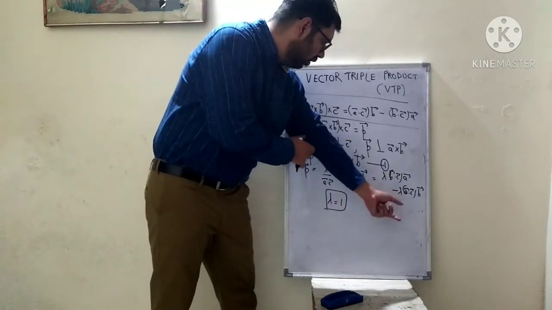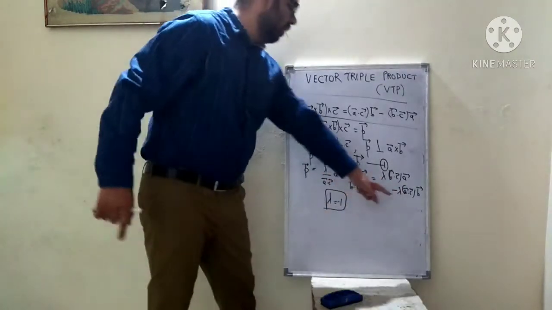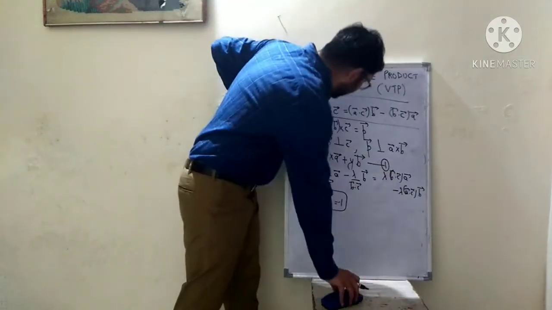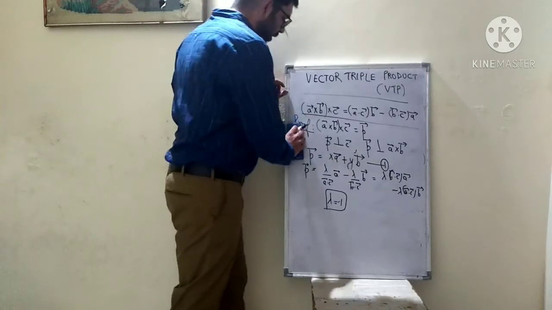A dot c, sorry, in this case we can put lambda is equal to minus 1. So if we put lambda is equal to minus 1 here, we get this expression: A dot C into B vector minus B dot C into A vector. Okay, so this was the proof for vector triple product.